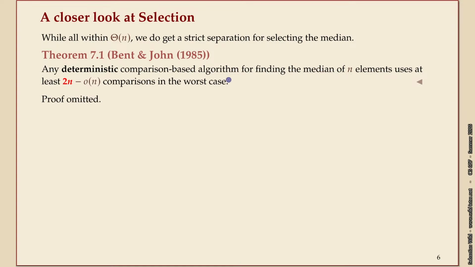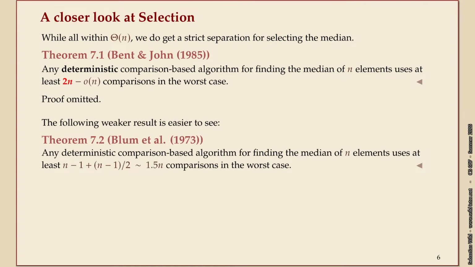That proof is a bit tricky. What I'll show you is a simpler version that gets a slightly weaker bound. Annoyingly, it's, yeah, we'll see. So the same statement, just that now we have 1.5n comparisons. Or more precisely, we have n-1 and n-1 half. The reason why I split this up this weird way is that's what you get from the proof.